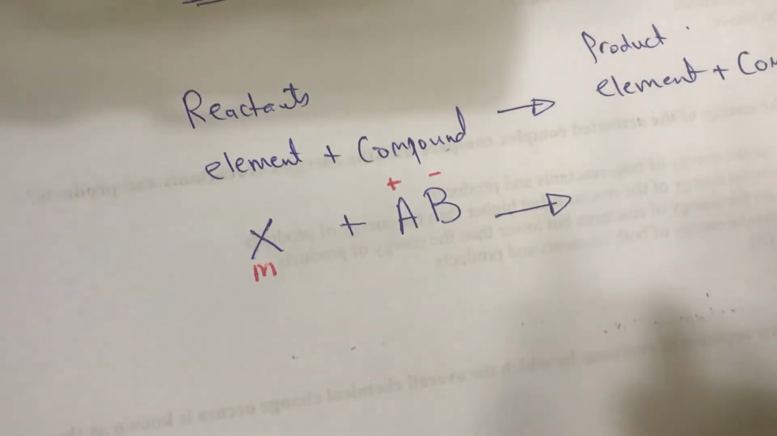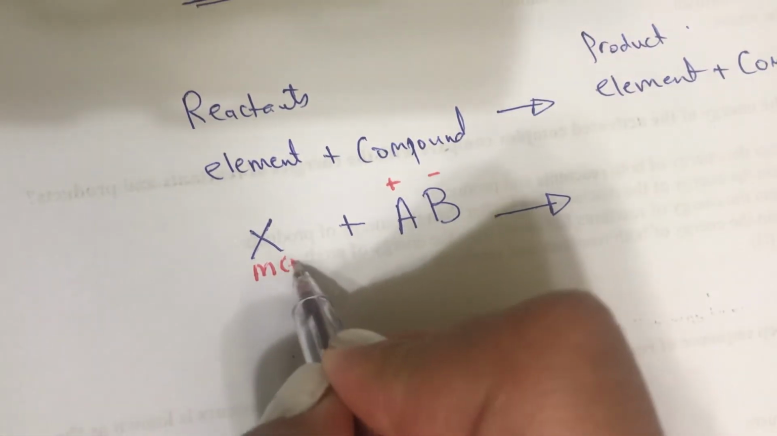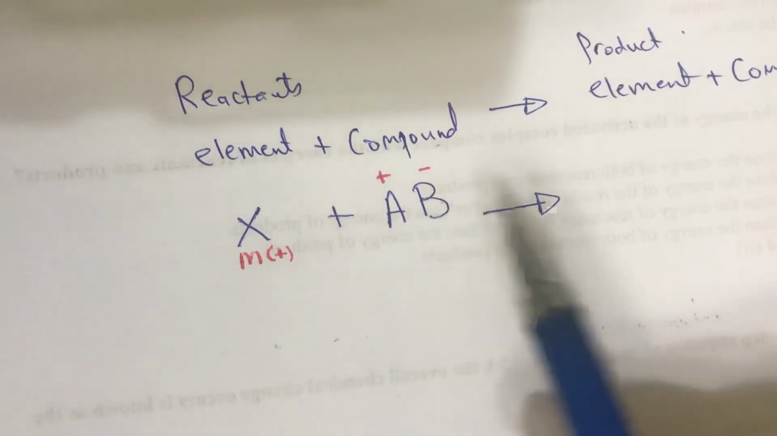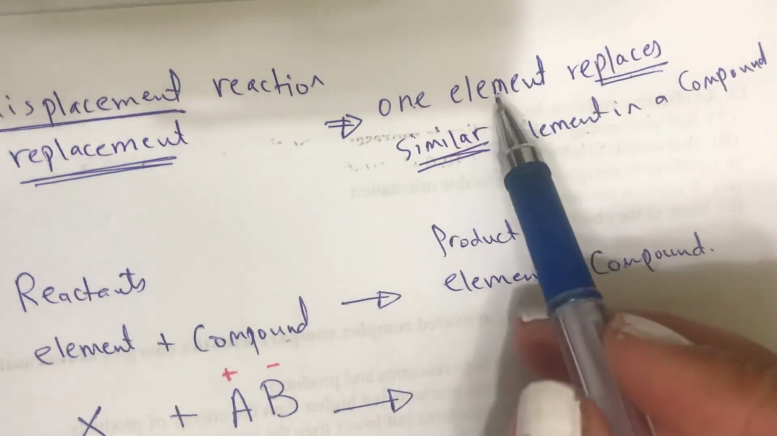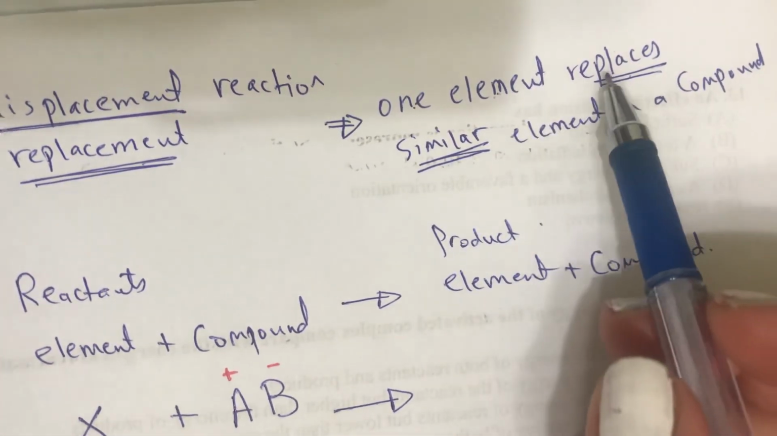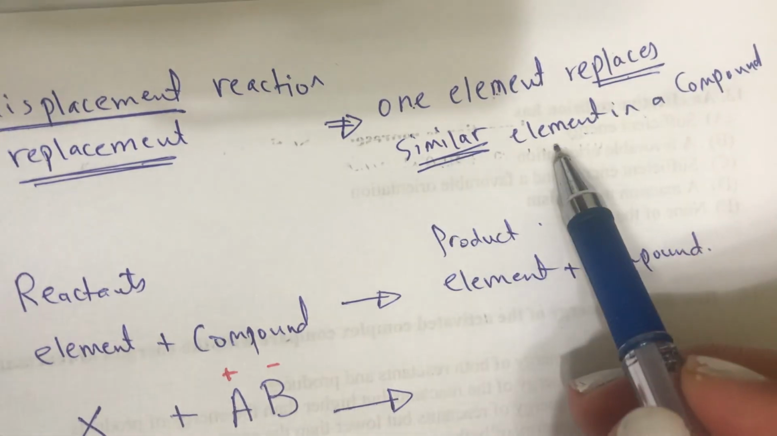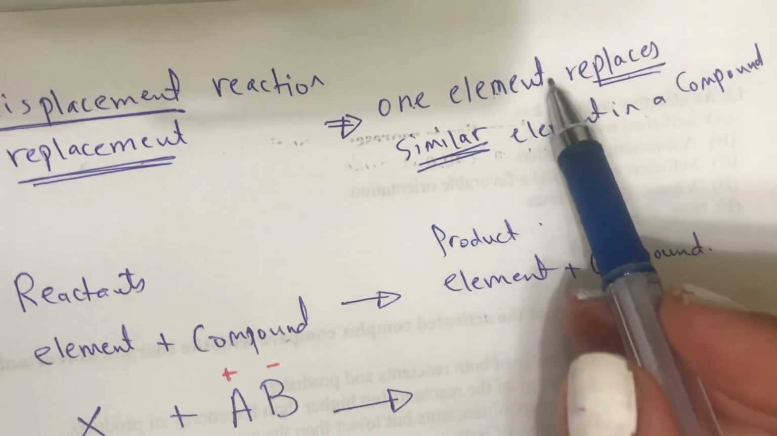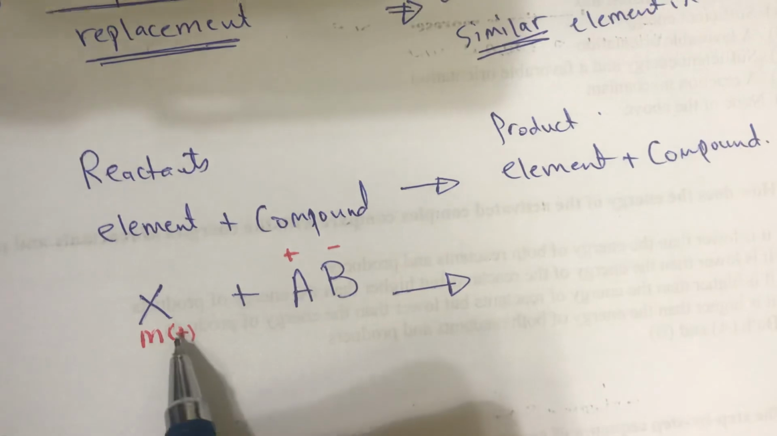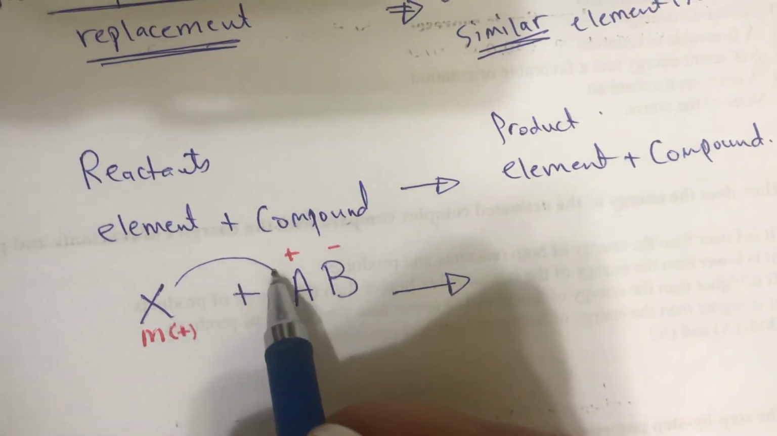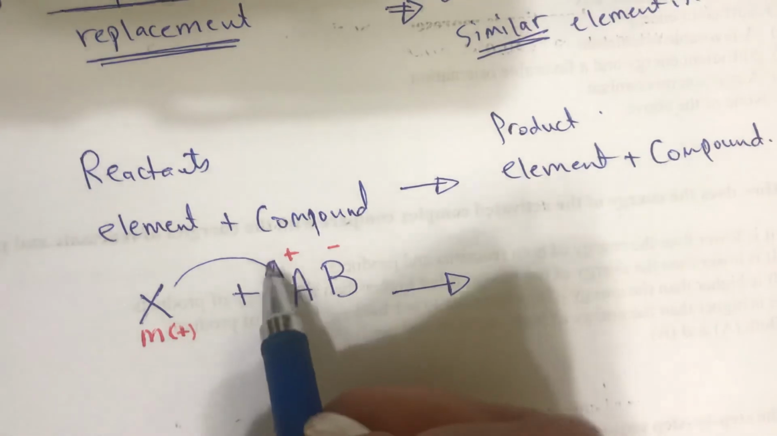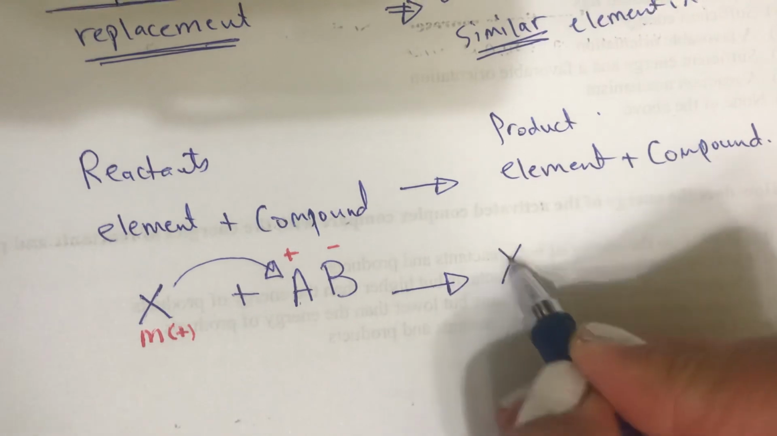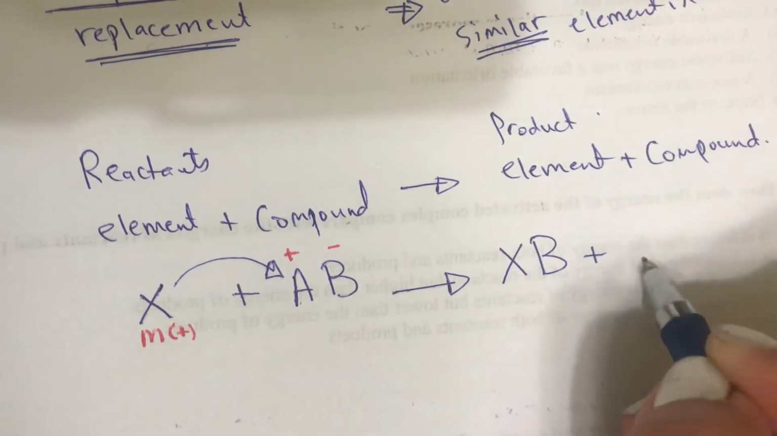So here, if you have a metal, it carries a positive charge, so it will replace A or B. The rule is an element replaces a similar element. So if metal replaces metal, positive replaces positive, negative replaces negative. So here X is positive, so it will replace A in the compound. So instead of AB, the compound is XB plus A.